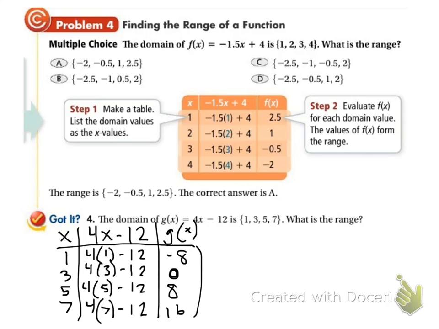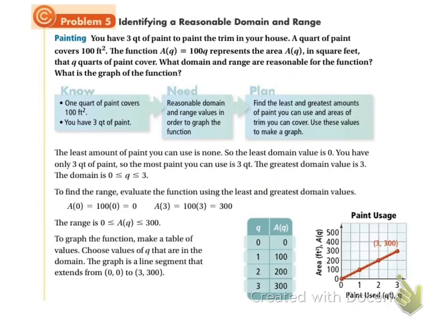So this right here is my range. So I'll write that out in my brackets. Negative 8, 0, 8, 16. Here's my range. Okay, so we can identify a reasonable domain and range. We have a similar situation we're going to do, but let's read through this one.